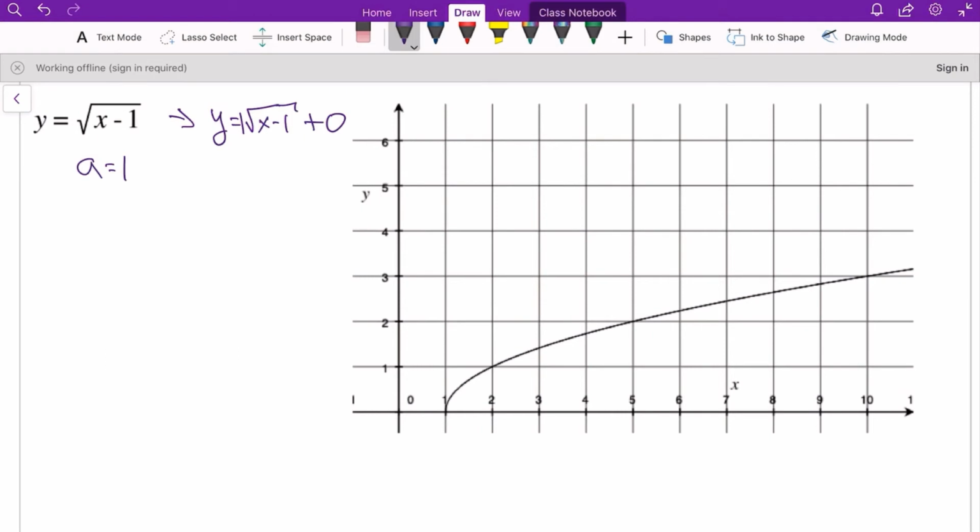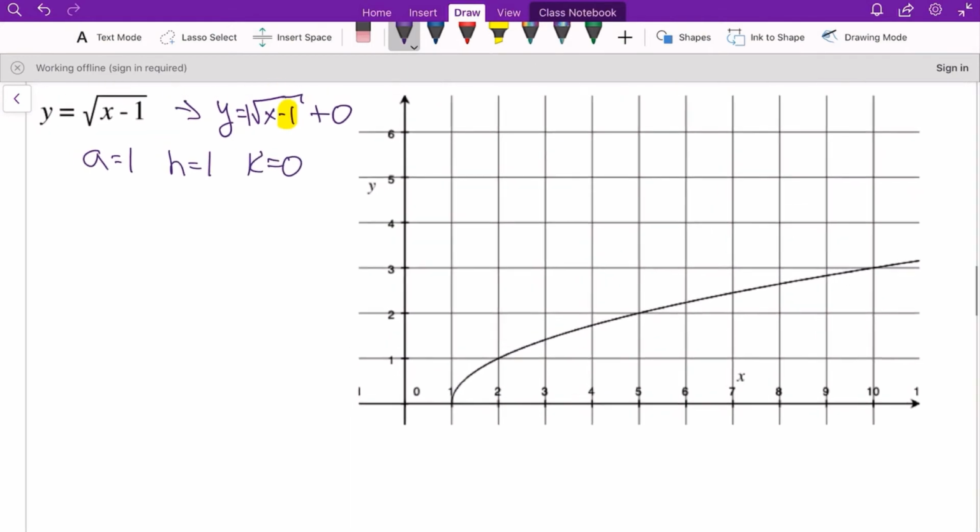All right, so H, you can see here, H is right here. But when we take H out, you actually have to change the sign of H. So H is always going to change signs on you. If the number under the radical is a negative, H is actually going to be a positive one. I'll explain that in a minute. And then K is going to be 0.